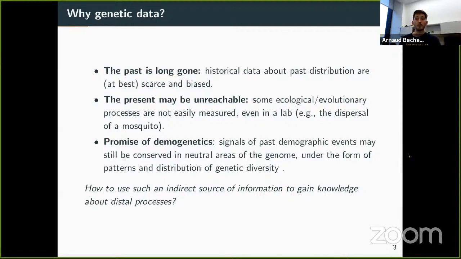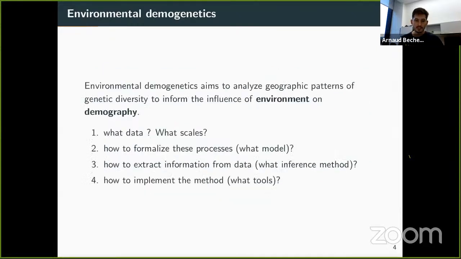I insist on neutral because for that kind of problem, you don't want selective pressure to come and get entangled with your problem. So you want to put selection a bit away and focus on neutral areas. And these signals tend to take the form of patterns in the spatial distribution of genetic diversity. So the whole question can be reframed a level of abstraction deeper by trying to know how to use such an indirect source of information to gain knowledge about distal processes like climatic pulses.